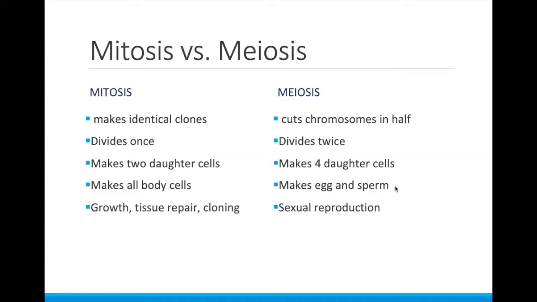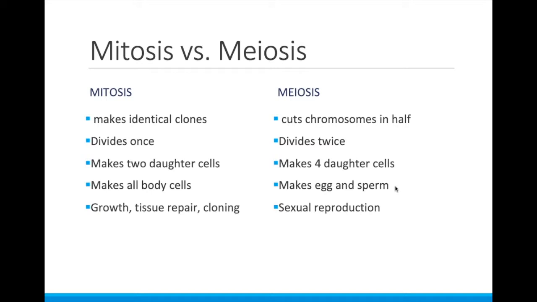Okay, let's compare mitosis and meiosis. So mitosis makes identical exact clones of the mother cell. Meiosis is going to cut the chromosome number in half, so it's making genetically different cells. Mitosis only has 1 cell division, whereas meiosis has 2. Mitosis only makes 2 daughter cells, whereas meiosis makes twice as many, 4.